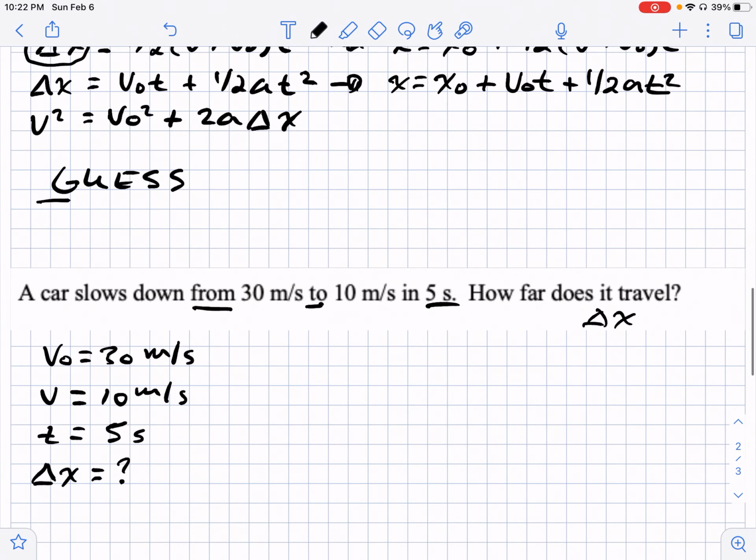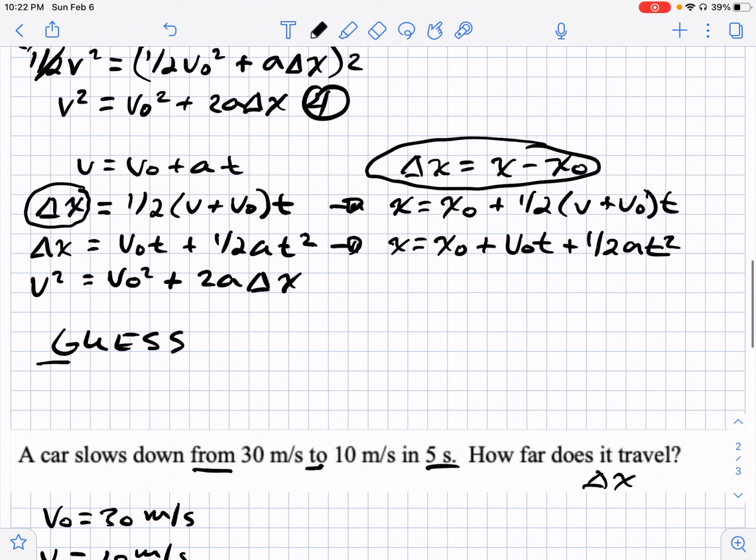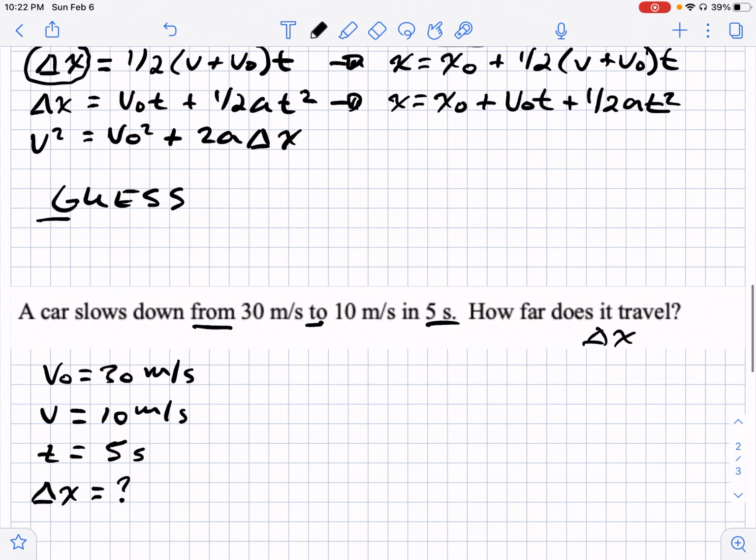So looking at this one, nowhere on here in my given or my unknown information is acceleration. So I need to find a kinematics equation that doesn't involve acceleration. And there's only going to be one. So going back, looking through here, the one that doesn't involve acceleration would be that second one, delta x equals 1/2 (v plus v naught) times t. So that's the equation I'm going to use. So it's actually pretty easy figuring out which equation to use. You just identify which variable the problem doesn't need.